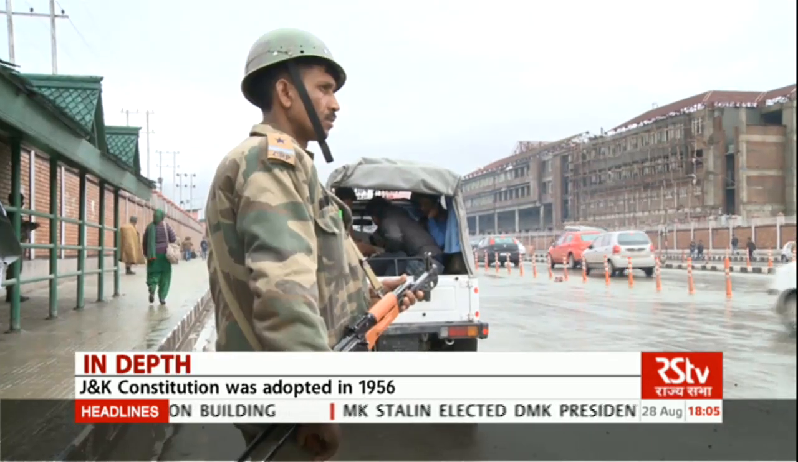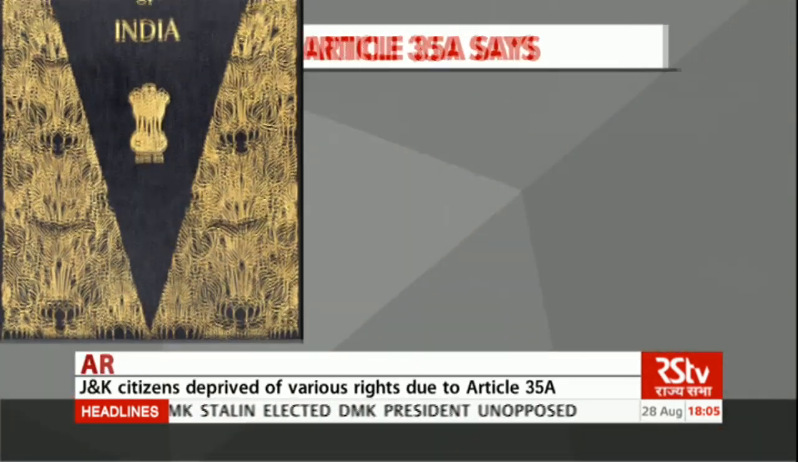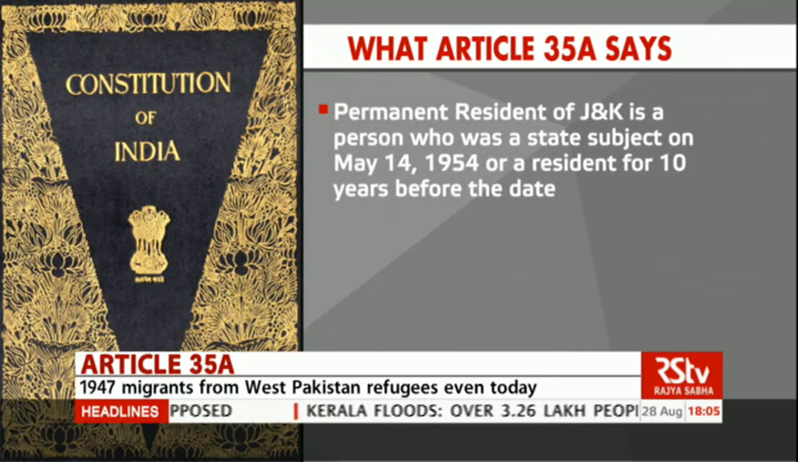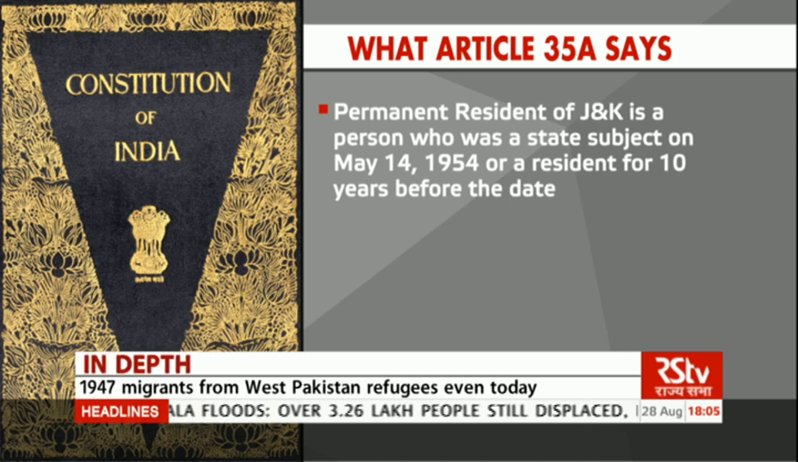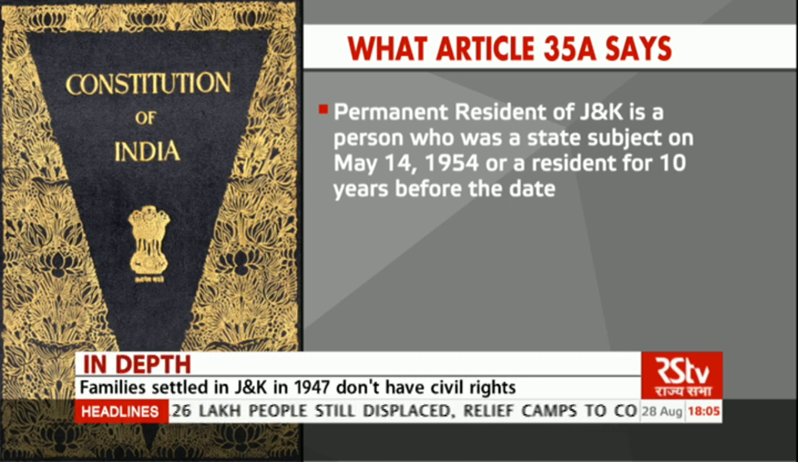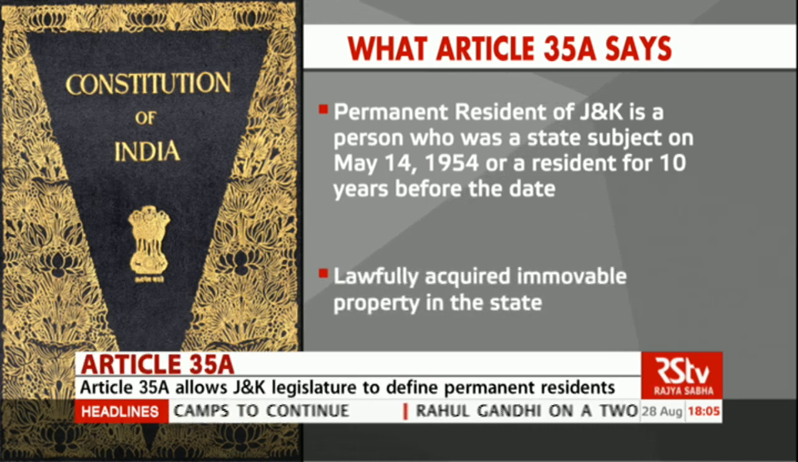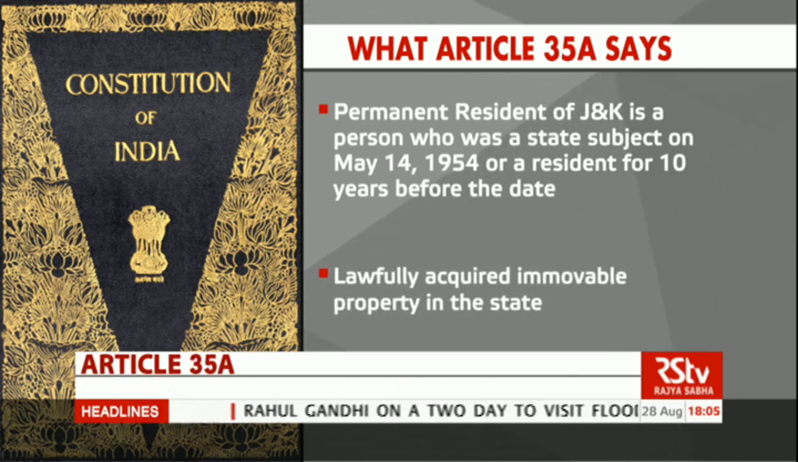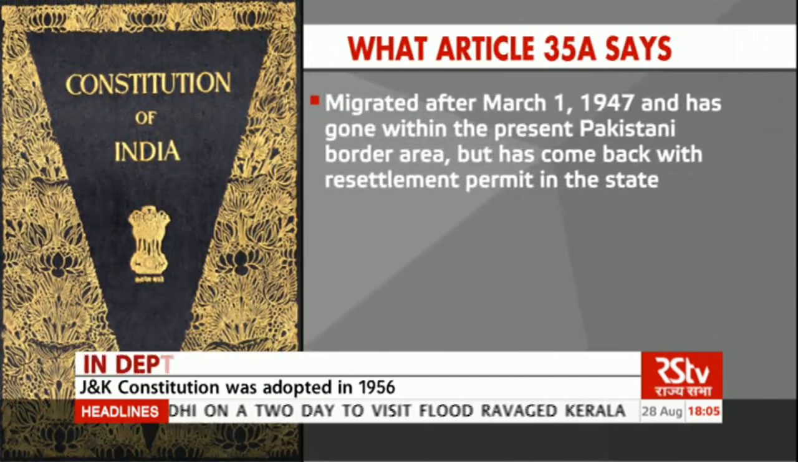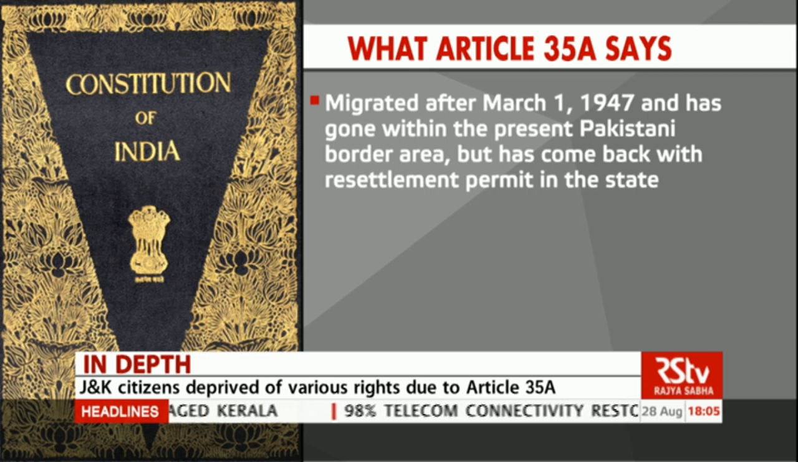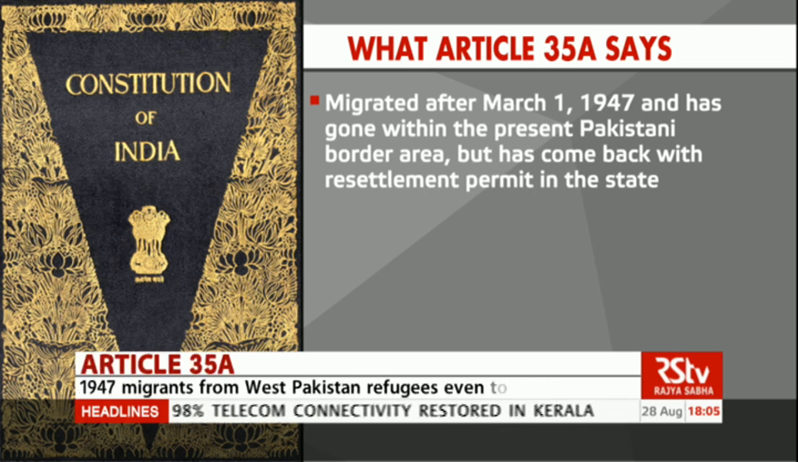According to the Jammu and Kashmir Constitution, a permanent resident of the state is defined as a person who was a state subject on 14th May 1954 or who has been residing in the state for a period of 10 years and has lawfully acquired immovable property in the state or migrated from the state after March 1, 1947 and has gone within the present Pakistani border area but has come back with a resettlement permit in the state.